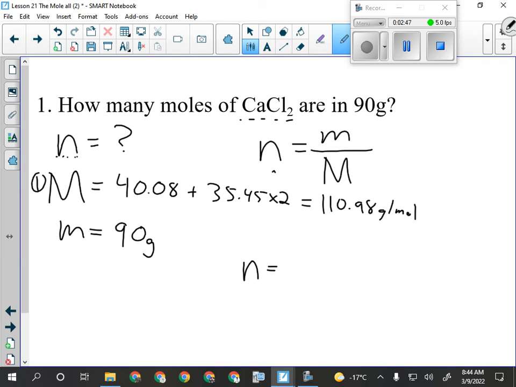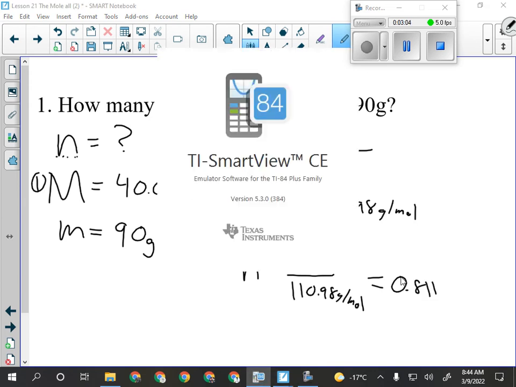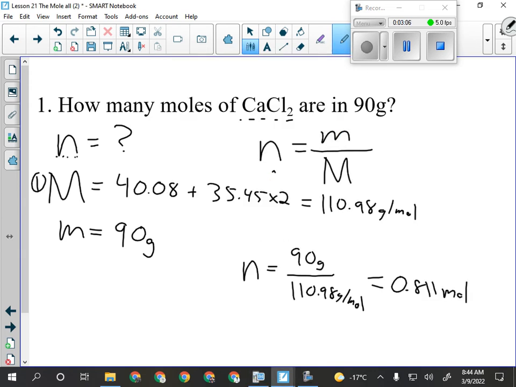Okay? Little m is 90 grams. Big M is 110.98 grams per mole. Okay, when I divide those two things, I think it came out to 0.811 yesterday. Okay? And that will be moles, which we abbreviate mol.